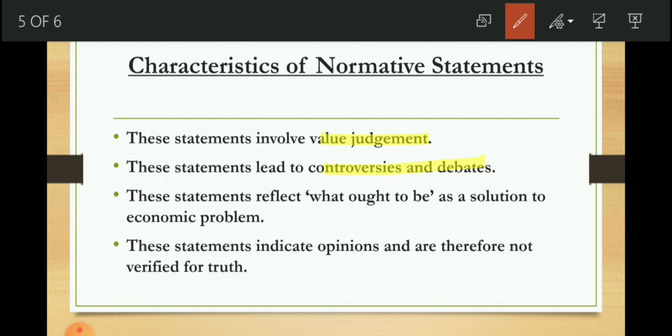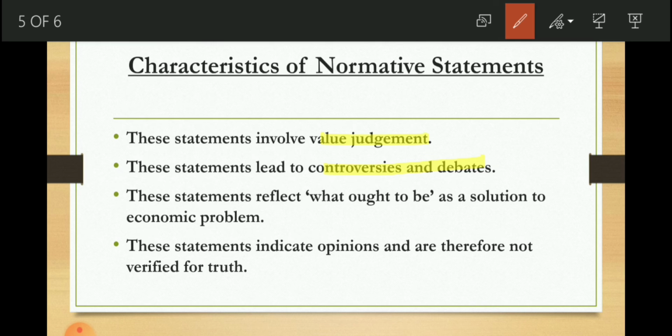We watch the news channels. Someone makes a statement that the government should do this, and people start debating on it. It leads to controversies. So these statements generally result in controversies and debates in which people discuss whether what he or she said is true or correct or not. But we do not have particular facts to prove that statement.